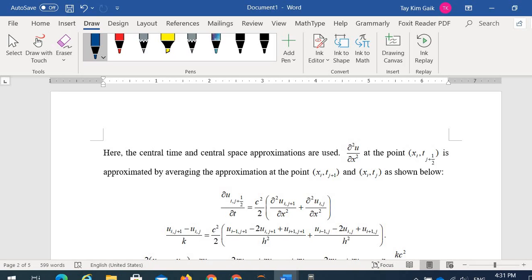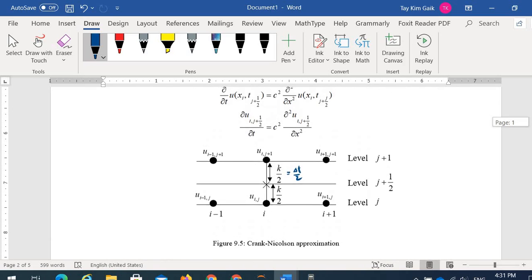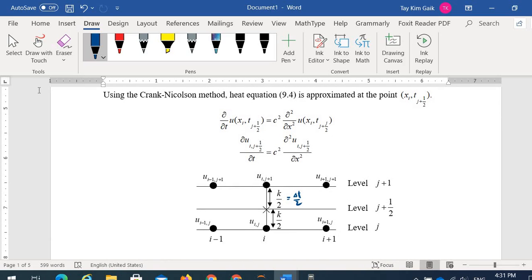To get each of these terms, we use the numerical differentiation for the second derivative. Here we have f(xi minus 1) minus 2 f(xi) plus f(xi plus 1), divided by h squared.